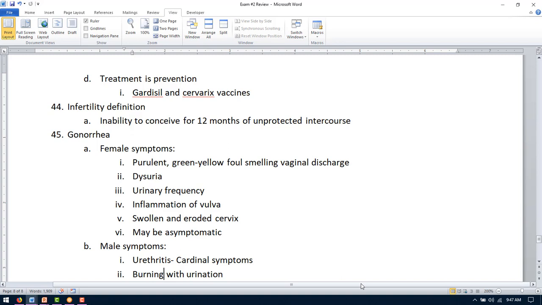Infertility, just know that if someone's been trying to have a baby for 12 months, that's when they may deem them infertile if they're not able to get pregnant within 12 months.